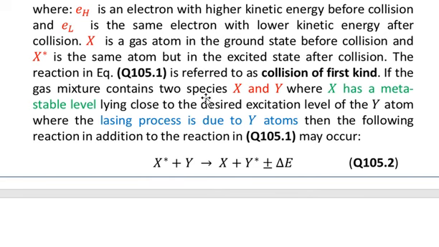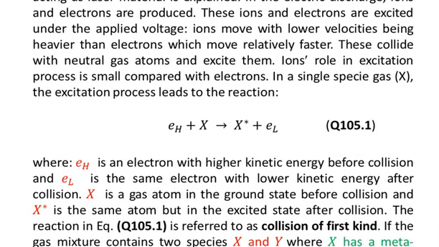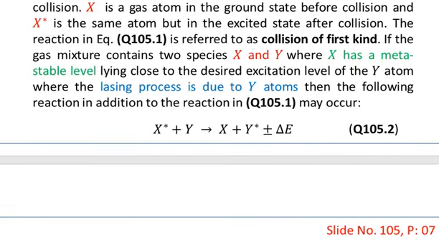If the gas mixture contains two species, let us name them capital X and capital Y, and capital X has a metastable level lying close to the desired excitation level of the Y atom, because the lasing process will be occurring in the Y atoms. Then the following reaction, in addition to reaction 1, may occur. Reaction 1 as shown in equation number 1 will also occur, but in addition to that, reaction 2 will also occur.